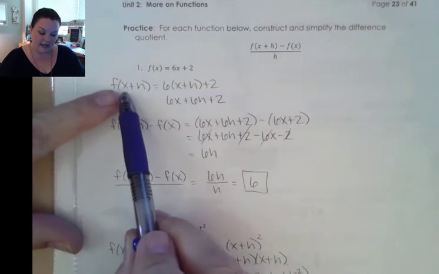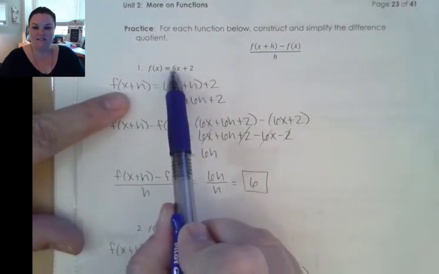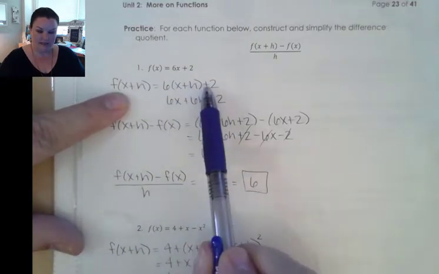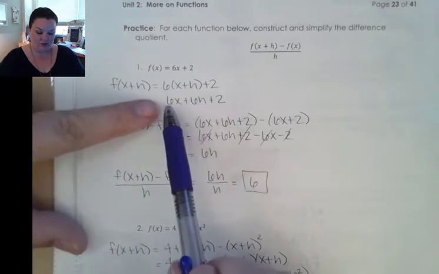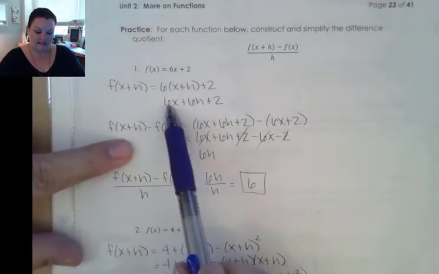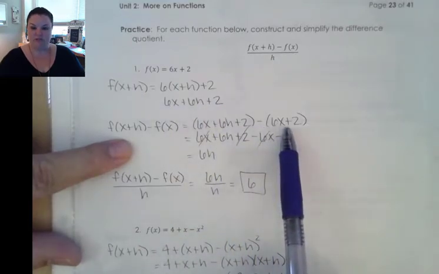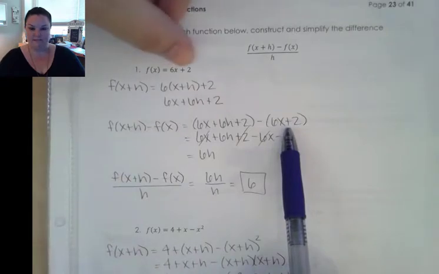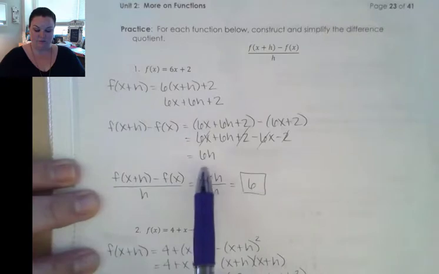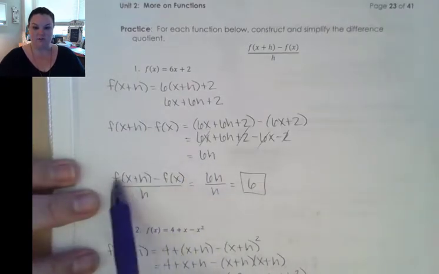When you plug in your x plus h quantity into this function, it says to do 6 times your input and add 2. So you're going to do 6 times your ugly quantity and add 2, and then distribute your 6 into the ugly quantity. Okay. Next step says to take your step 1 answer and subtract your original function. Your original function was 6x plus 2. You need to distribute the negative and combine like terms, which leaves you with 6h. So that's the top part of your difference quotient.